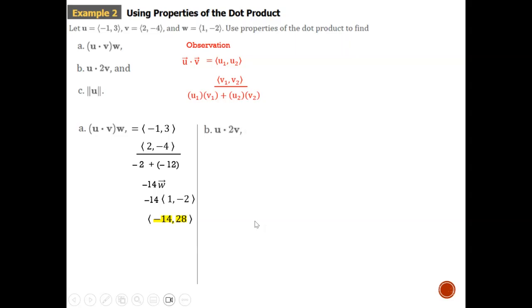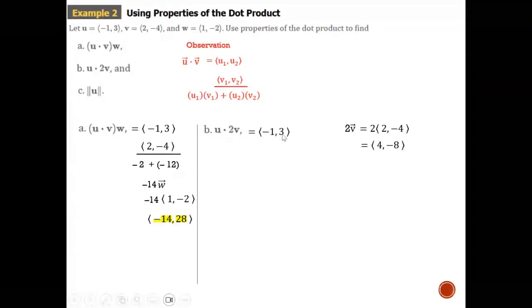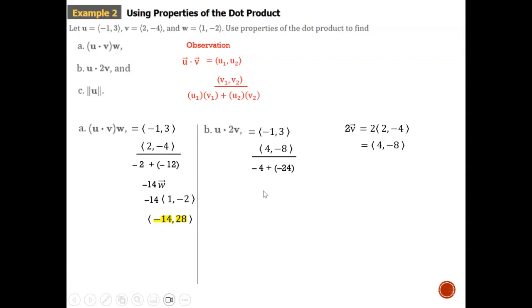Now comes part B. Here, guys, first I have to multiply the scalar 2 times vector v. So 2 times vector v, which is 2, -4, will give us 4, -8. Now this is being dotted with vector u, which is -1, 3. Because now it's the dot product, I can just bring the vector 2v down underneath it. So it's going to give us -4 plus -24. The answer will be -28.